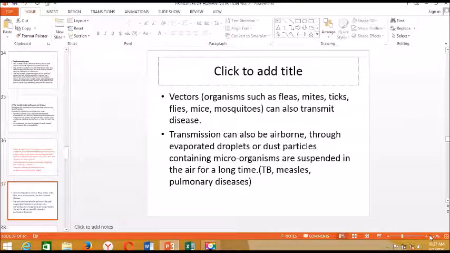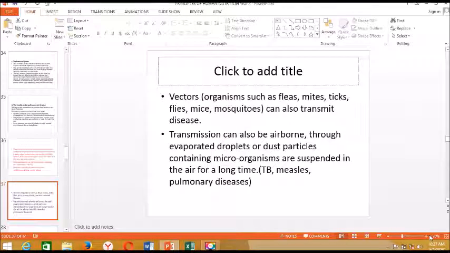Now we have vectors. Vectors are organisms such as fleas, mites, ticks, flies, mice, and mosquitoes. These can also transmit diseases. You know, they are not pathogens themselves, but they are vectors. They carry disease germs from one point to another, but they are living things. It's things that you can see, organisms that you can see. They are not microscopic. That's why they are known as vectors, and they are also able to transmit.